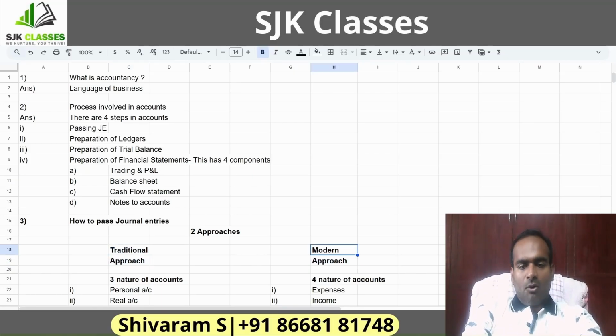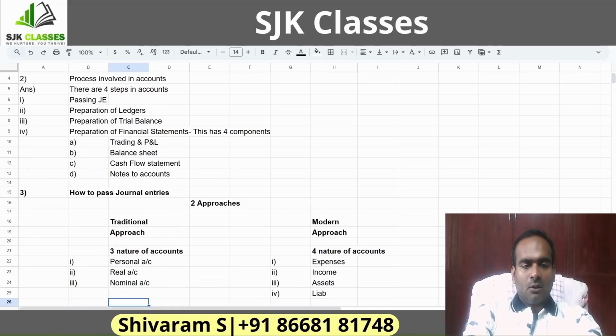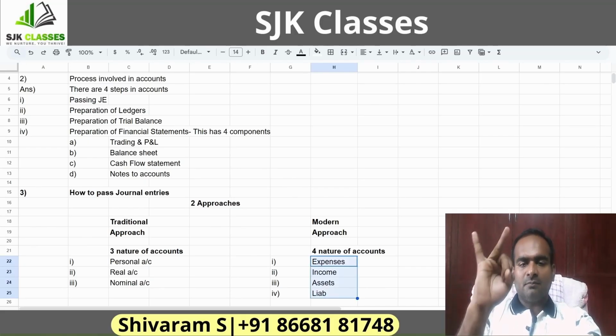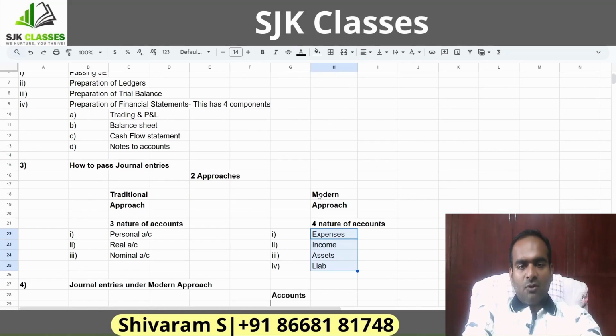In traditional accounts, we make the following classification: accounts will be classified into personal account, real account, and nominal account. What are these? I will explain in a bit. And coming to the modern rules of accounting, accounts are classified into 4 broad categories, which are expenses, income, assets, and liabilities.